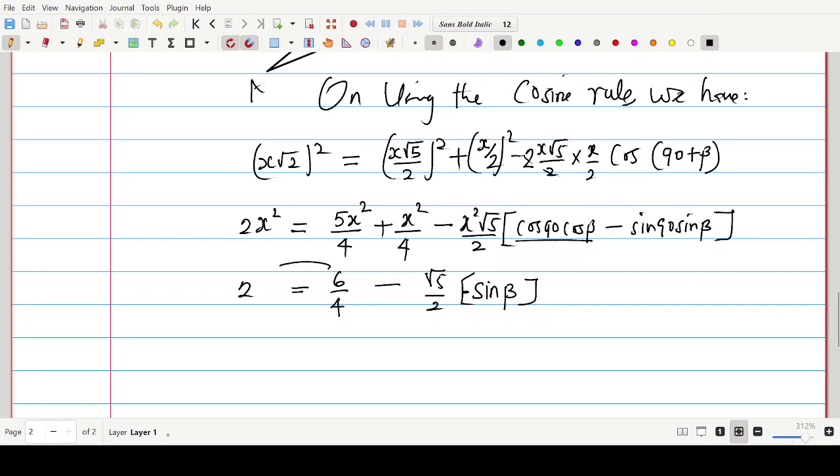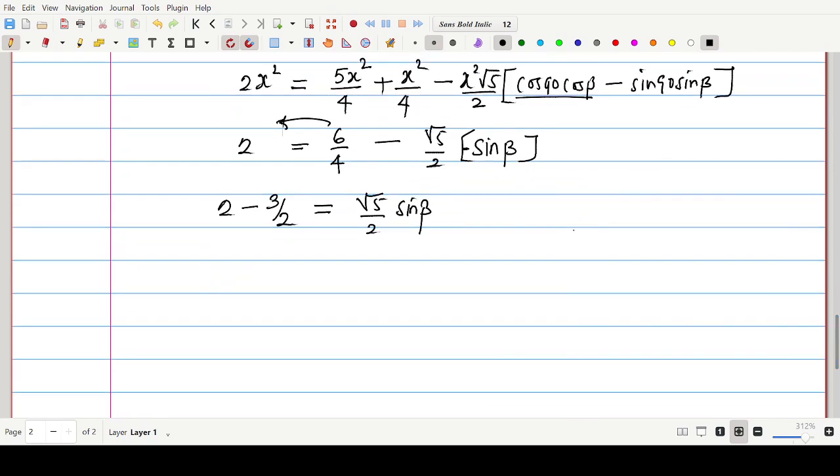Then moving this way, we have our result as 2 minus 3 over 2 equals root 5 over 2 sine beta. Can you see that? So if you observe carefully, this will reduce to 1 over 2 equals root 5 over 2 sine of beta. Then we cancel out the half, and we are left with 1 equals root 5 sine beta. All right. From whence we have our sine of beta equals 1 over root 5.